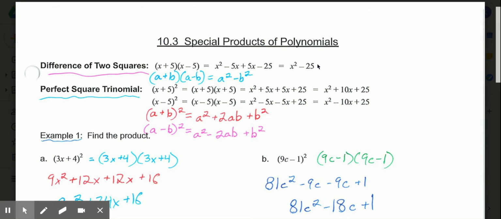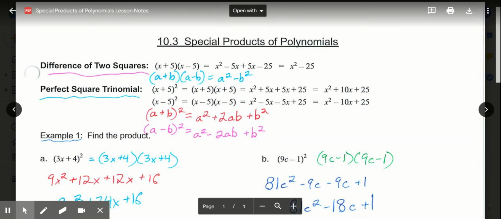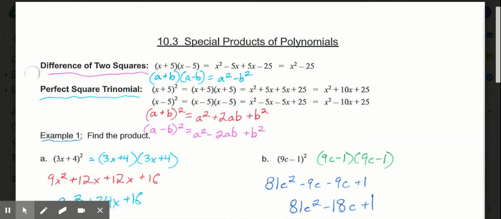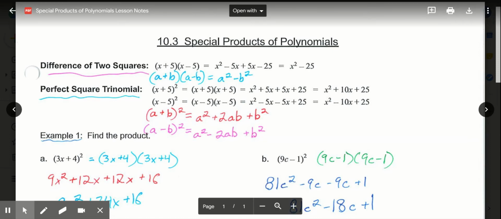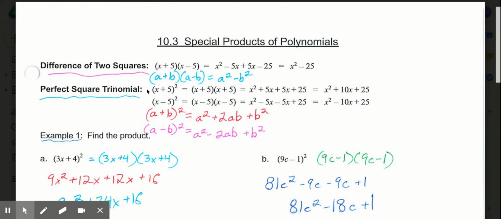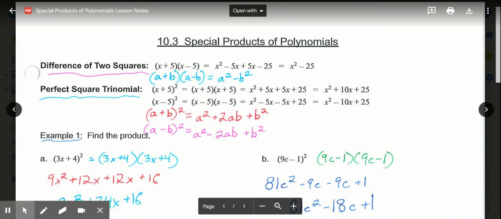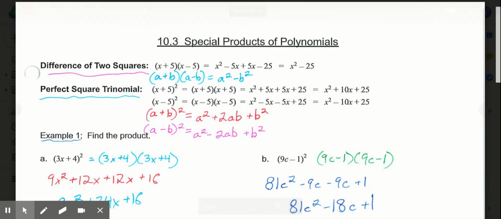For a perfect square trinomial, that means we have something like a plus b times itself, meaning squared, or a minus b times itself, meaning it's being squared. So a perfect square trinomial means our final answer ends up being a trinomial, 3 terms, and it's based on the idea of a perfect square being a plus b squared or a minus b squared.